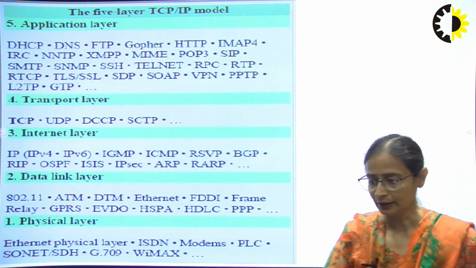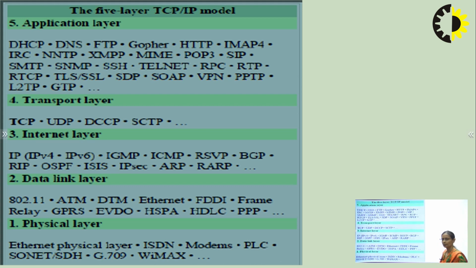At the physical layer, these are the protocols: Ethernet, ISDN, WiMAX and so on. On the DLL, we have HDLC, FDDI, frame relay, etc. On the internet layer, we have IP versions 4 and 6, ICMP, ARP, and so on. At the transport layer, we have TCP, UDP. At the application layer, the protocols are Telnet, HTTP, FTP, Gopher, and so on. So these are the various protocols which operate at various layers of the TCP/IP model.